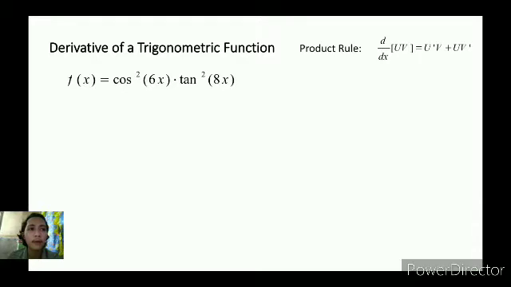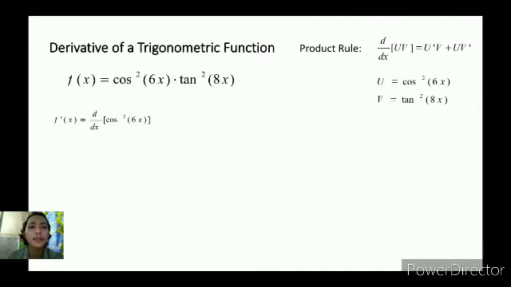We already have the values for u and v: for u, we got cosine squared 6x, and for v, tangent squared 8x. So we will now have f prime of x equal to u prime, which is the derivative of cosine squared 6x, times v, which is tangent squared 8x, plus u, which is cosine squared 6x, times the v prime, which is the derivative of tangent squared 8x.